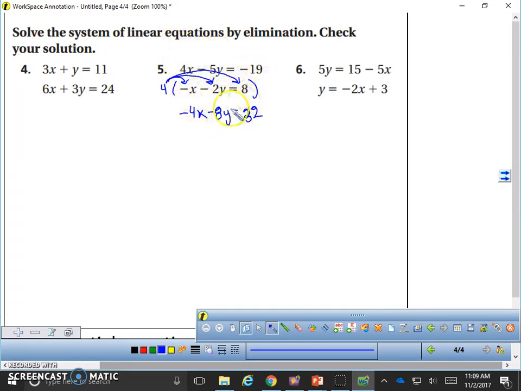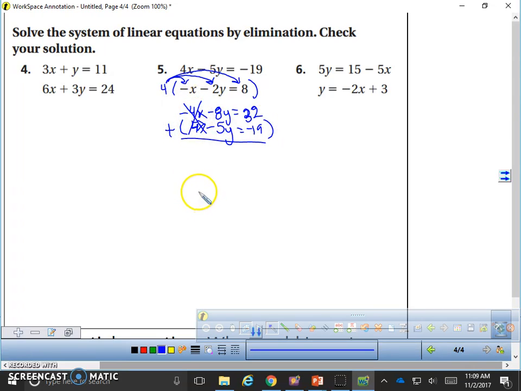And it doesn't matter what order you put these in, it'll be okay. 4x minus 5y equals negative 19. This one I'm going to add because my x's will cancel out. Negative 8y plus negative 5y is negative 13y equals 32 plus negative 19 is, gotta borrow, 13. Negative 13 divided by negative 13, y equals negative 1.